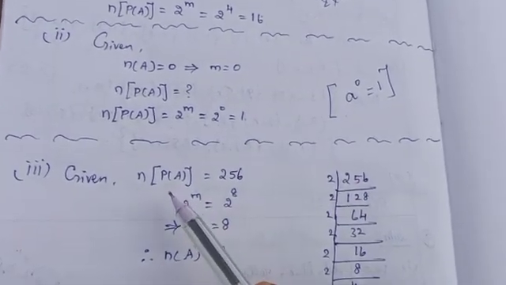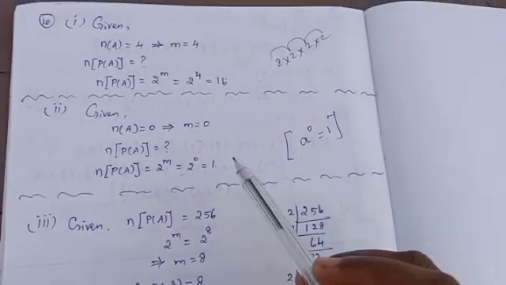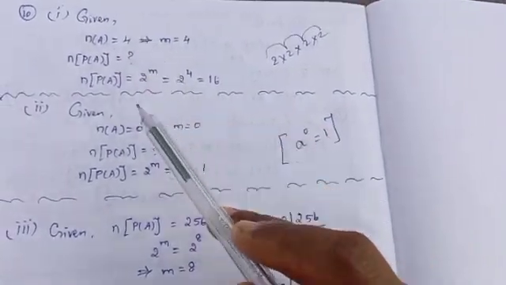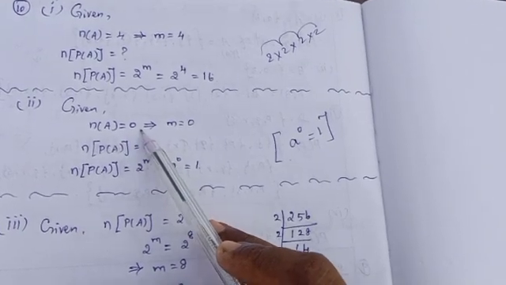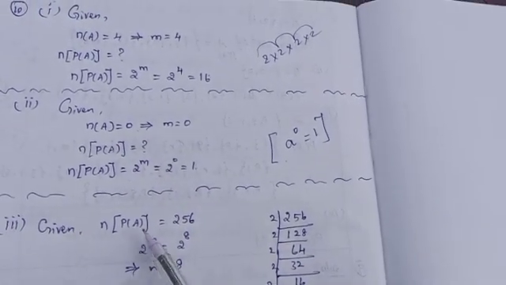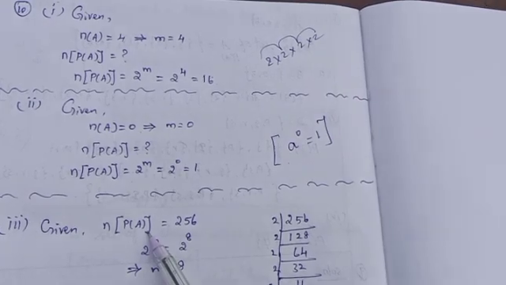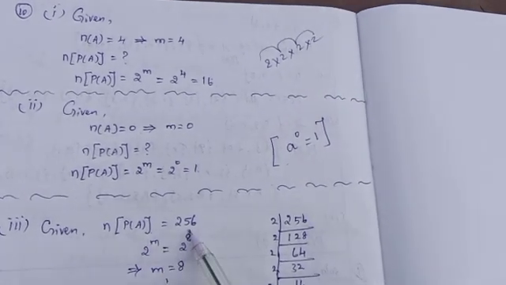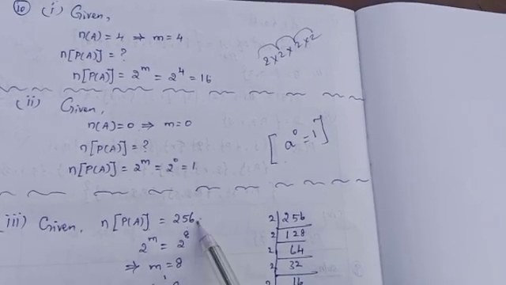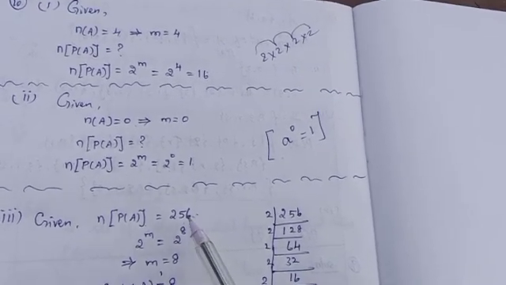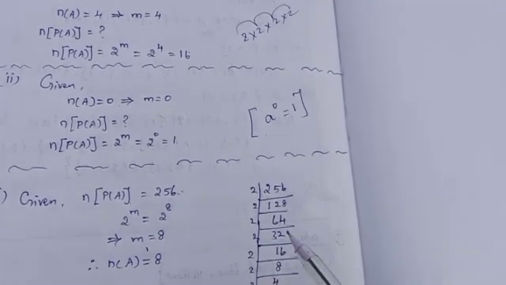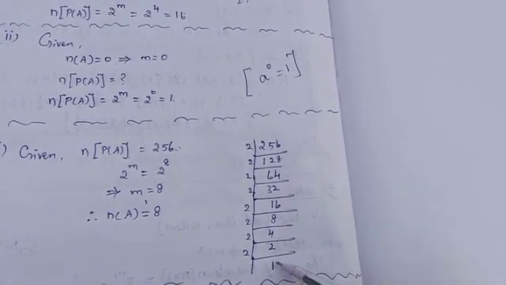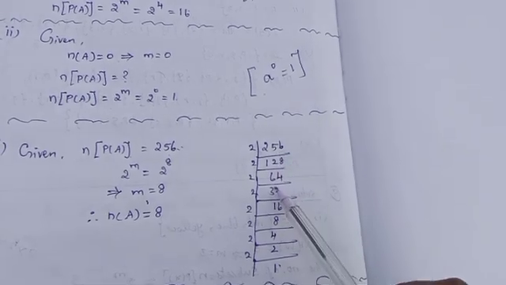Third question, n of P of A. For this you have to refer to the previous two questions, where n of A was given. For this problem also, n of A. But in this third problem, n of P of A is given. We want to find m. Okay, n of P of A is equal to 256. This 256 you have to write in a power format. So you have to use this division method. Okay, prime factorization method. 2. Do you remember this, students?